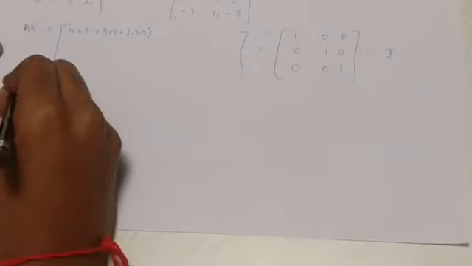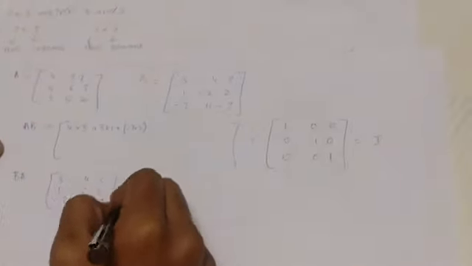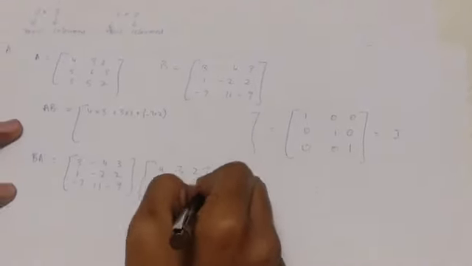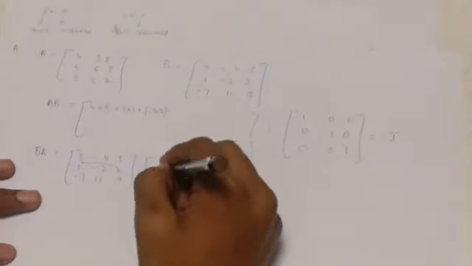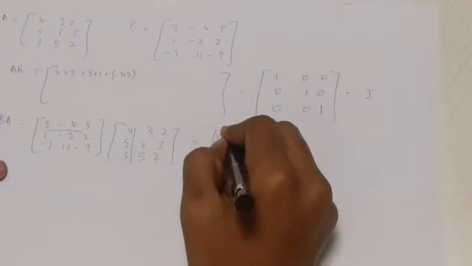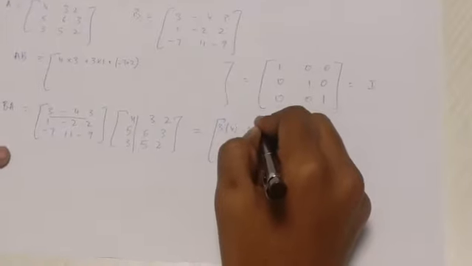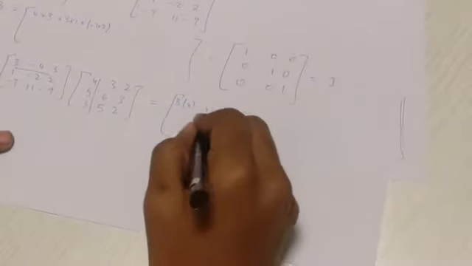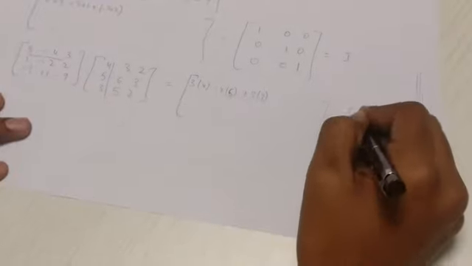Now let's take BA, that is 3, minus 4, 3, 1, minus 2, 2, minus 7, 11, minus 9, into 4, 3, 2, 5, 6, 3, 3, 5, 2. Let us take the first row and the first column of the second matrix, and then we multiply minus 4 into 5, plus 3 into 3. We continue the same process as mentioned above. Then we get the same identity matrix.